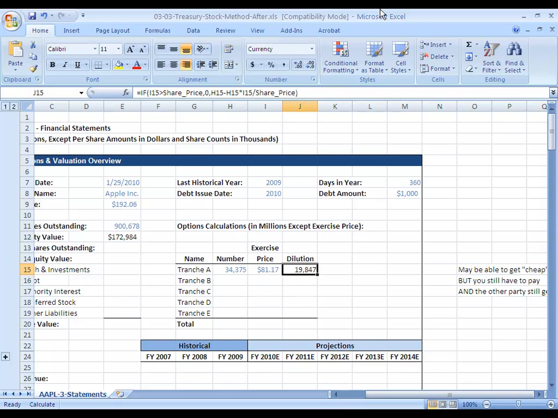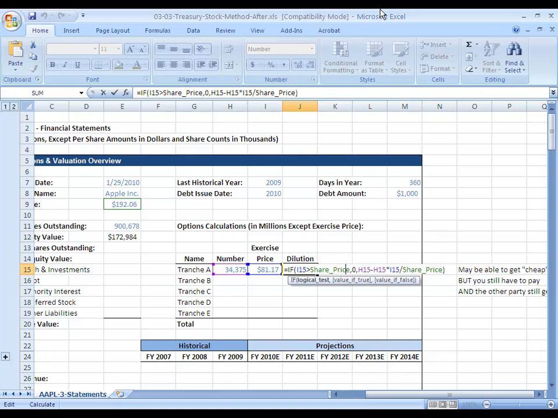But that is really all you have to do to set up this formula. If the exercise price is greater than the share price, it's 0. Otherwise, you just take the number of options and then you subtract the options times the exercise price. That's how much cash the company is getting. And then you divide by their current share price in the market. And that's what gets you to the dilution. And this is what we call the Treasury stock method.